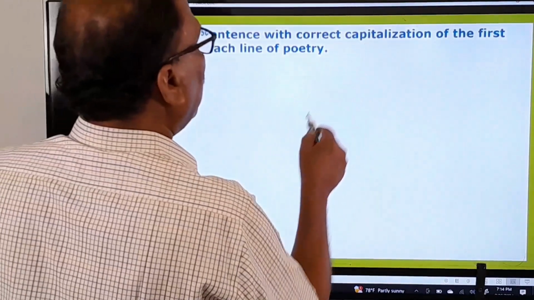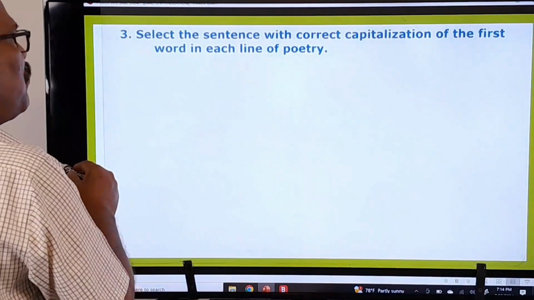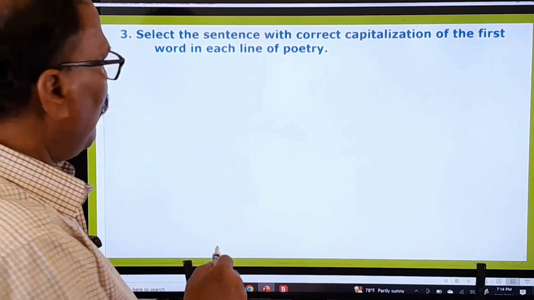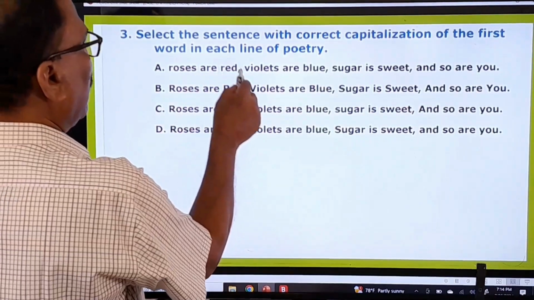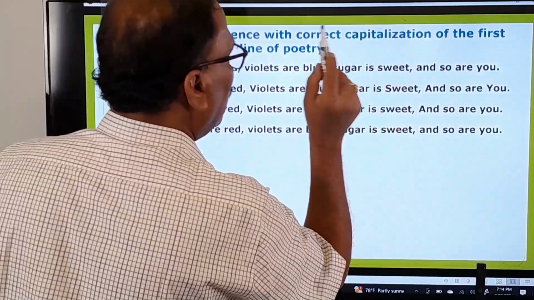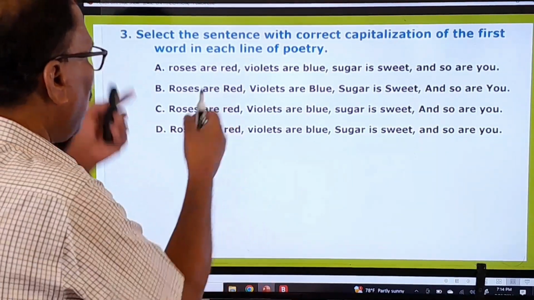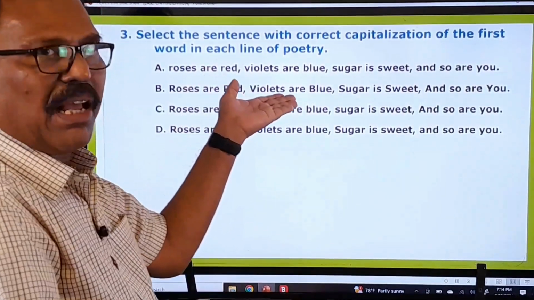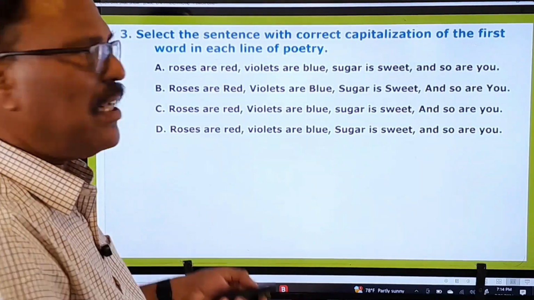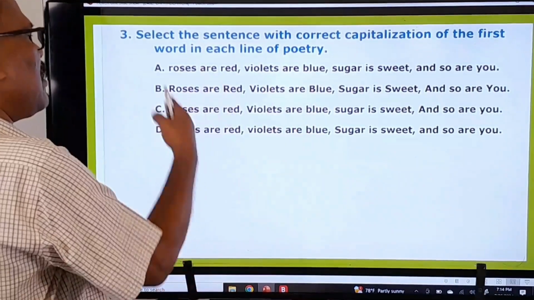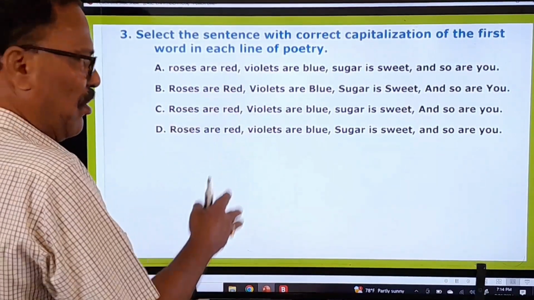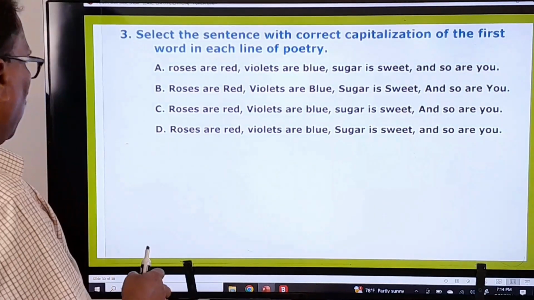Select the sentence with the correct capitalization of the first word in each line of poetry. Roses are red, violets are blue, sugar is sweet, and so are you. The same example is repeated here, because I cannot write a lengthy poem here as options, it's not that easy to write the lines. That's why I have mentioned the same example poem here. Right, you go to the next question.